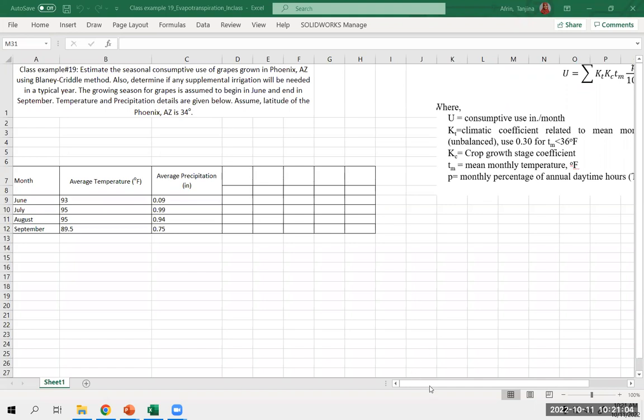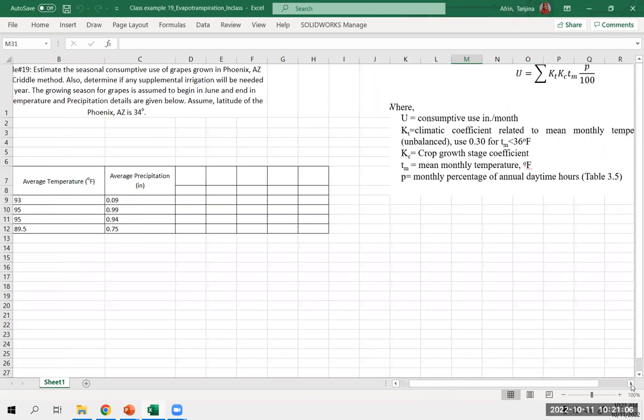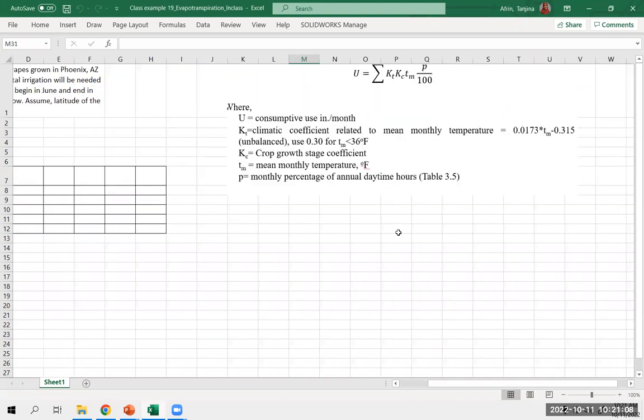So this equation said that for each month, you will find out the consumptive use in inch per month. And there are some coefficients. The first one is the temperature. The second one is the crop growth stage coefficient. And the P is the monthly percentage of annual daytime hours.